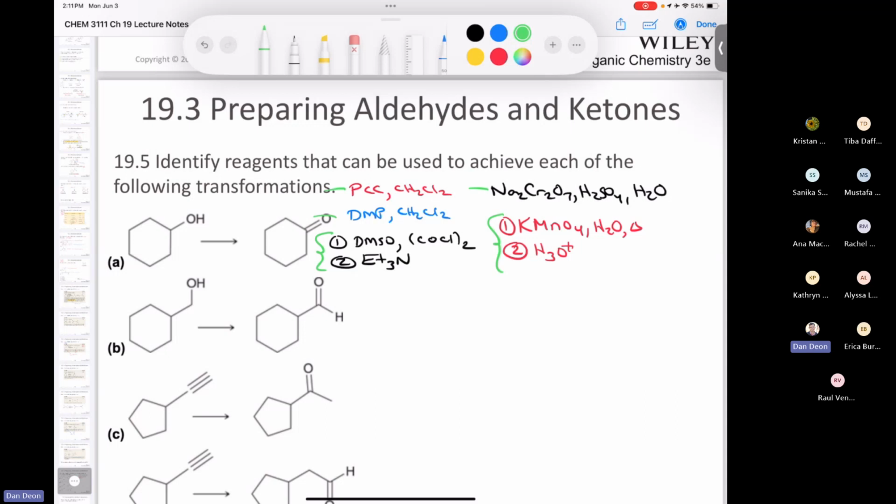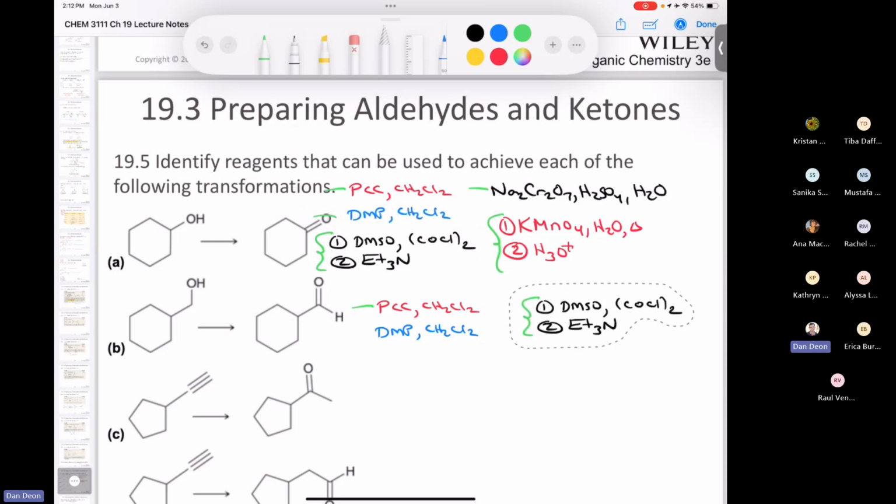Now for the next one, we can avoid the sodium dichromate and the potassium permanganate because we want to stop at the aldehyde, right? So in that case, all we're going to have at our disposal is PCC and DMP. So we'll copy these and put them down here. And then, of course, we can also use the Swern. So we'll bring that one down here as well. Swern, nothing wrong with that. So all three of those are possible, but not chromic acid. That won't work for this one. All right, there we go.